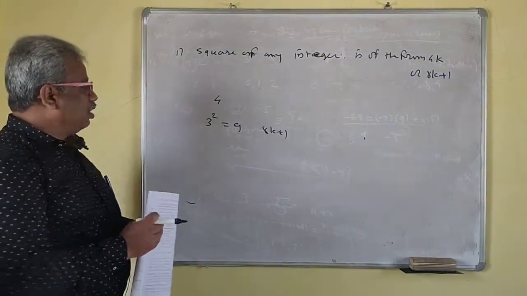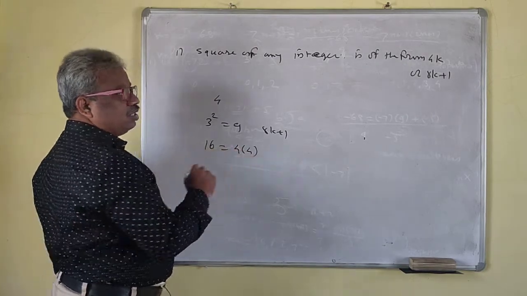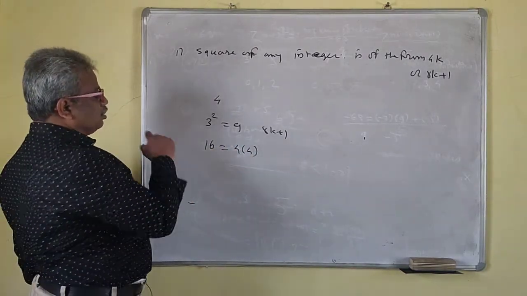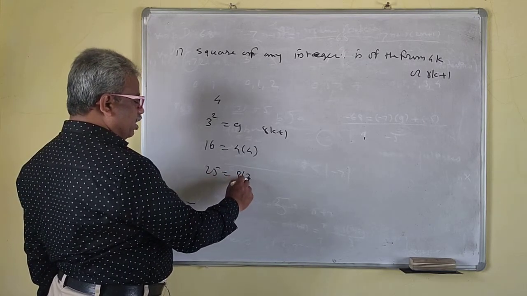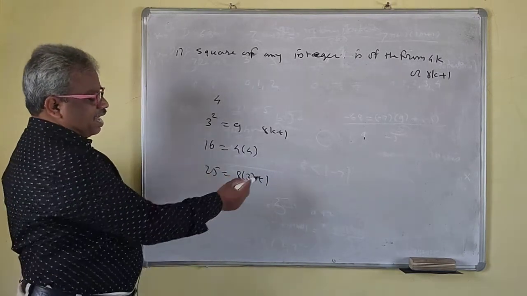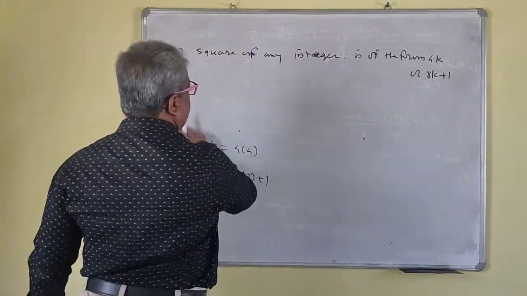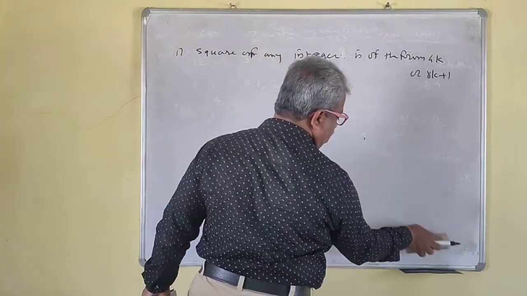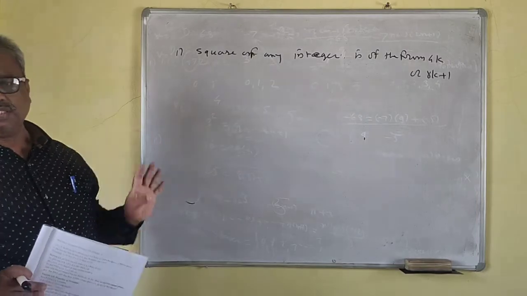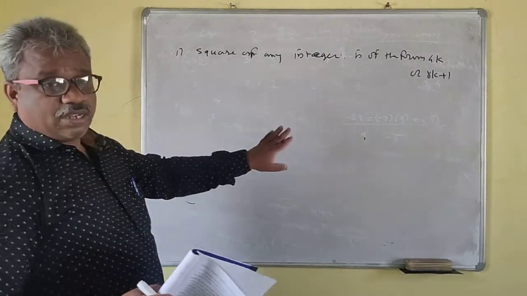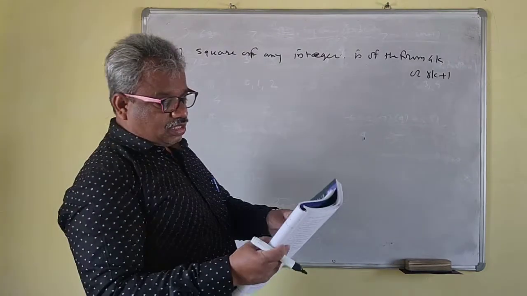The square of 4, suppose, is 16. So this is 4 into 4. This is of the form 4k. The square of 5 is 25. So 8 into 3 plus 1. See, this is 8k plus 1. Okay. So this is the meaning of this: the square of any integer is of the form 4k or 8k plus 1. So you can write the square of any number as 4 times something or 8 times something plus 1.